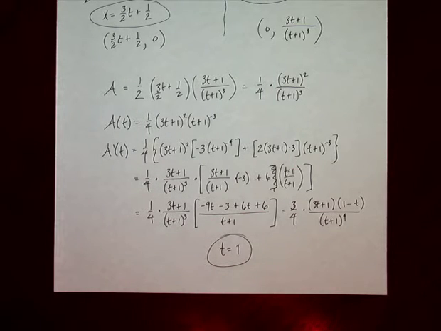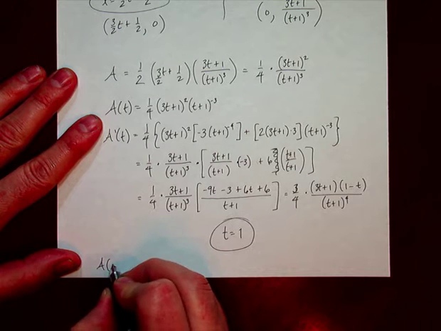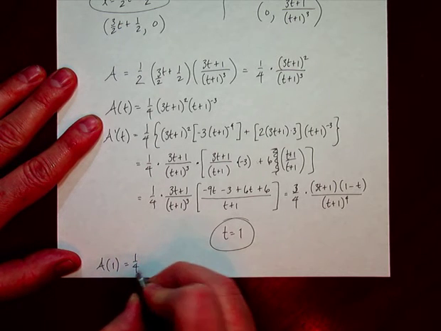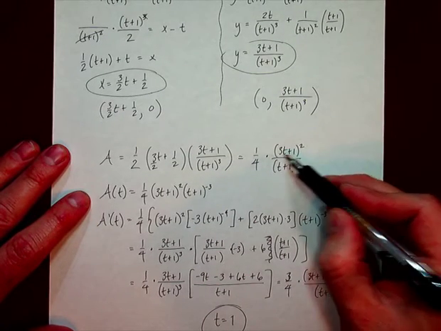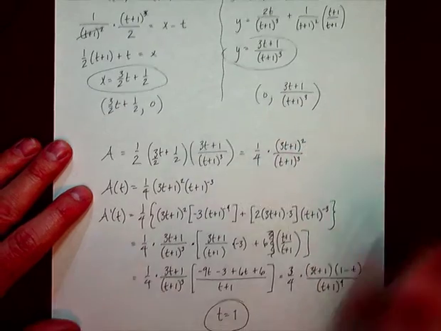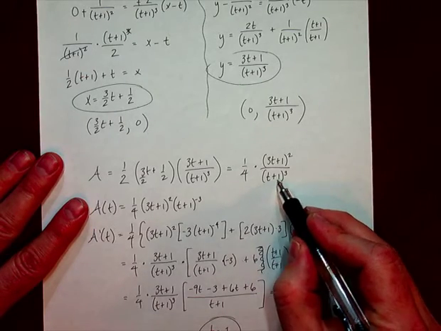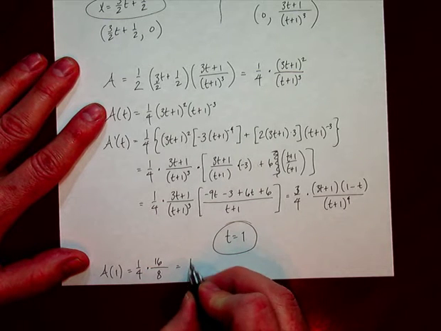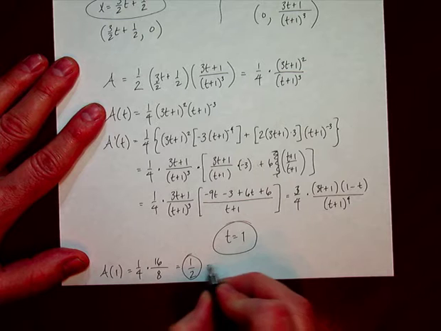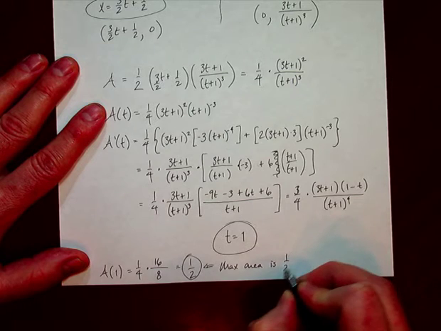Okay, so it asks you to find the maximum area. It didn't ask me to find the t at which I have a maximum area. It asked me for maximum area. So let's go A of 1 is equal to 1/4. And let's go ahead and do it from this form right here. If I plug in 1 right here, I'm going to get 3 plus 1 or 4. 4 squared is, of course, 16. I'm going to plug in 1 right here. I'm going to get 2. 2 cubed is 8, and that's 1/4 times 2, or 1/2. That max area is 1/2.